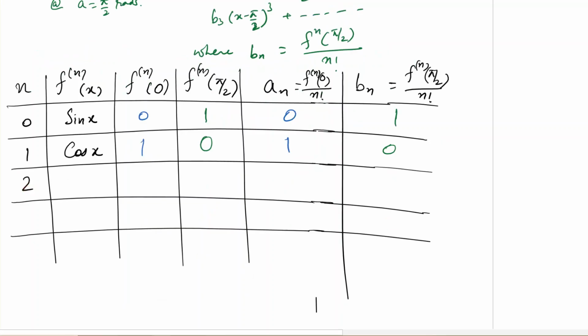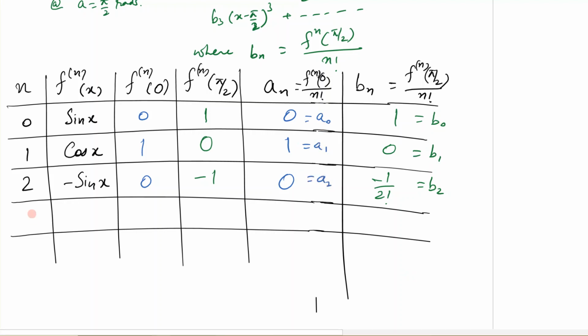So for n equals 2, the second derivative: the derivative of cosine is negative sine x, and sine 0 is 0. Again, our coefficient of the Maclaurin series is going to be 0. And similarly, negative sine pi over 2 means negative 1. So this will become negative 1 over 2 factorial. So that is our value of B2. So this was our B naught, B1, B2. And similarly, here we have A naught, A1, A2.